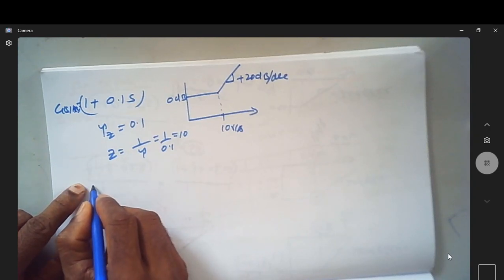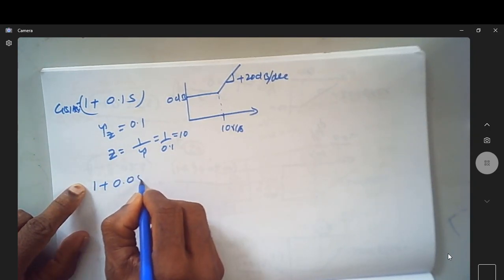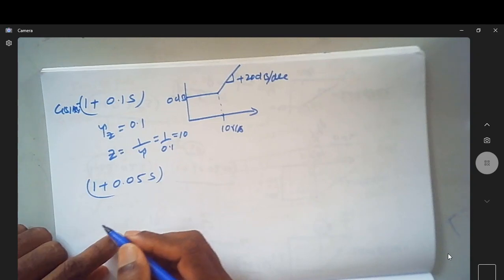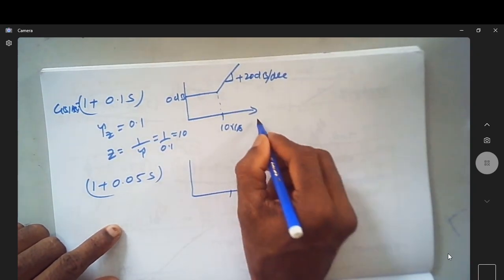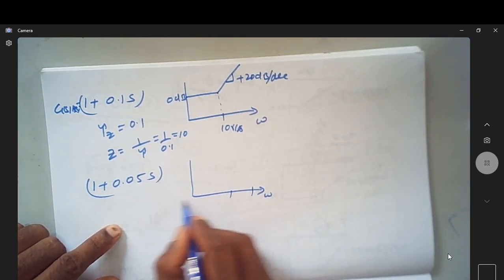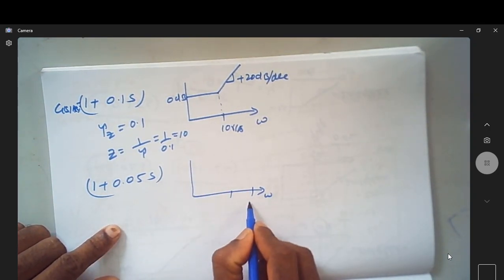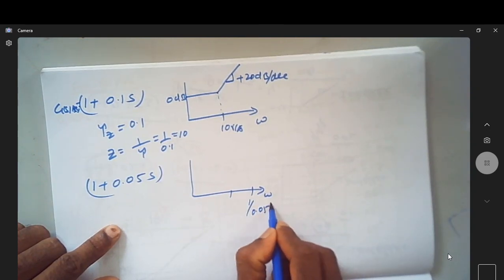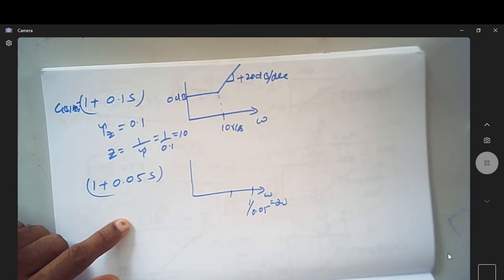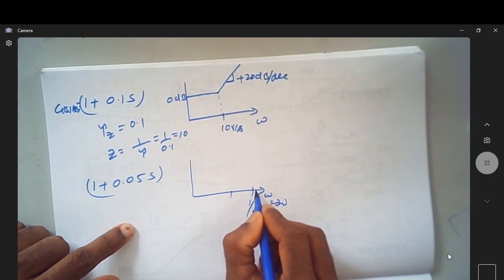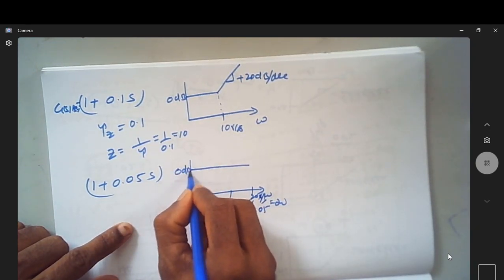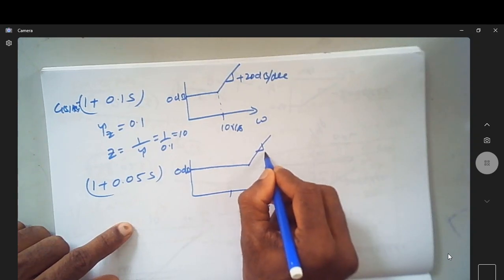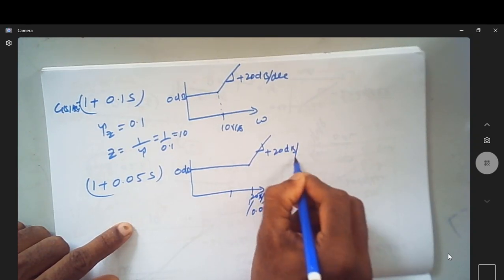Suppose you have something like 1 plus 0.05 s, this is my 0. So how does it look? Up to what frequency will this be of constant magnitude, 0 dB? It will be 0 dB up to 1 over 0.05, which is nothing but 20. So till 20 radian per second, this will have a magnitude of 0 dB. Afterwards it increases with a slope of plus 20 dB per decade.